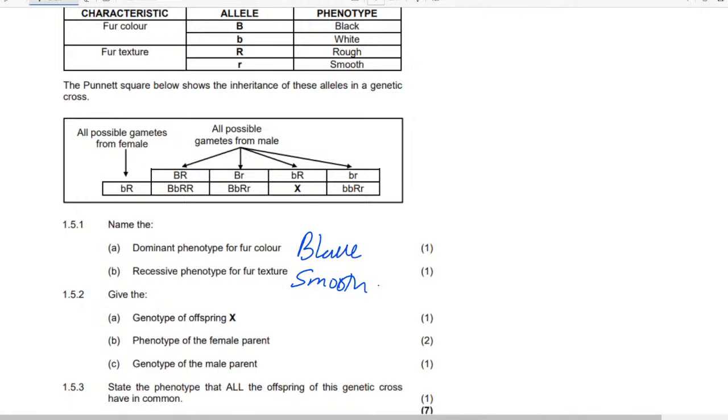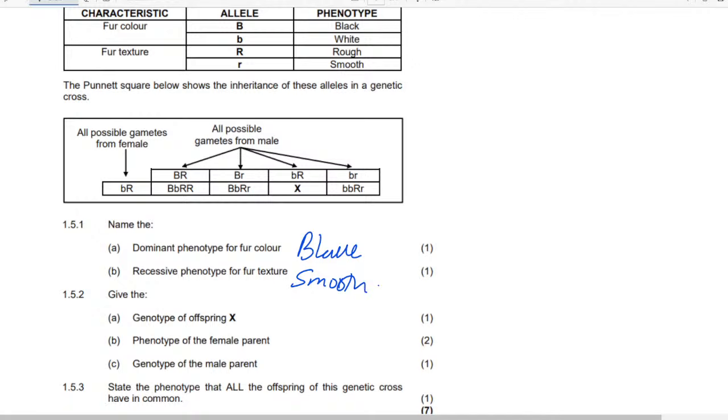So you see how dihybrid is being set. It's not a complicated thing. It's just a normal thing. It's just for you to see that you can answer this. You can answer this. Okay.